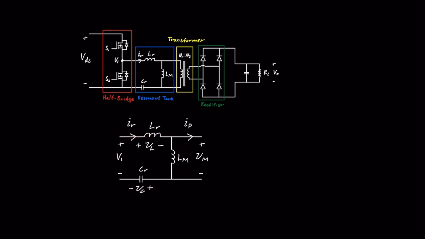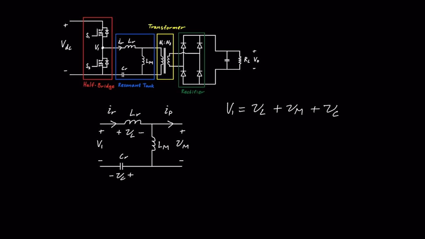So V1 equals VL, which is the voltage over the inductance, plus Vm plus Vc, which is the voltage over the capacitance. So we will first look at only the first half cycle. During that first half cycle, V1 is constant. However, VL, Vm, and Vc are not constant.